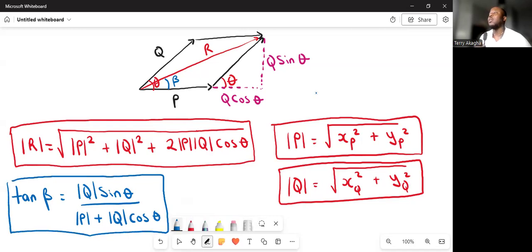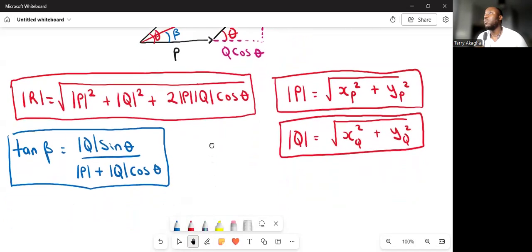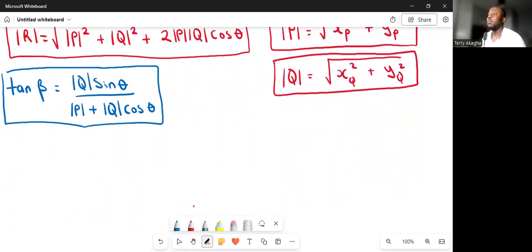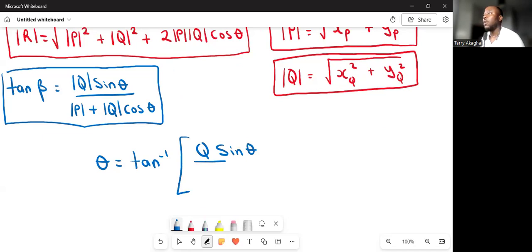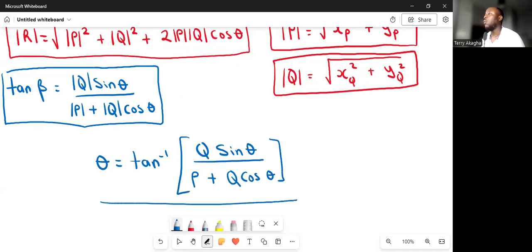Then the final one: how do you get theta itself? Theta itself, which is the red one. To get theta is going to be equal to the tan inverse of Q sine theta divided by P plus Q cos theta. And that is that for theta.